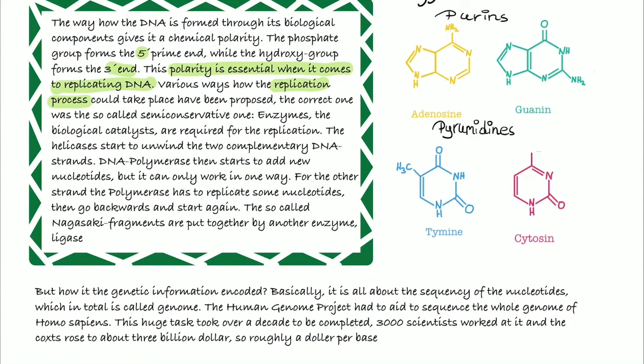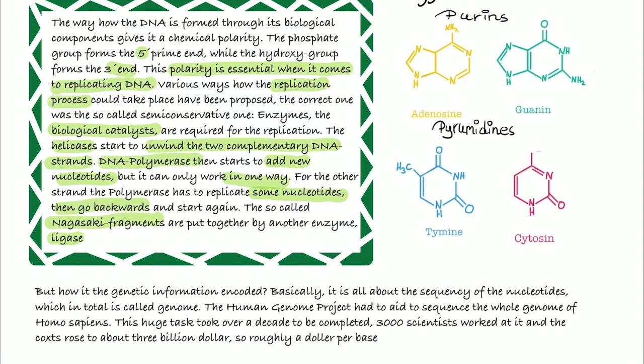The enzymes are proteins that accelerate certain chemical reactions, and for example, there's the helicase. The helicase has to unwind the 2 complementary DNA strands. DNA polymerase is responsible for adding new nucleotides, but it can only work in one direction. So for the other strand, it has to replicate some nucleotides and then kind of go back again. Therefore, we get some fragments, which are called Okazaki fragments. And these fragments are put together by another enzyme, which is called ligase.